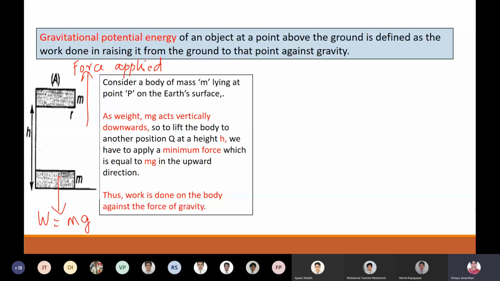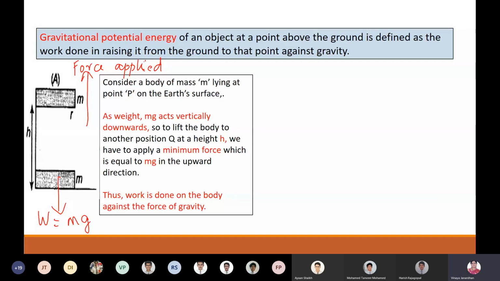Suppose if your tabletop becomes your reference, I can have an object on the ground. That becomes my reference level. Now, say this book is lying on the table, right? What is the force which is acting on the book? The book is at rest. Its own weight is acting in the downward direction, because the book is applying a force on the table. The table is exerting an equal amount of force upward, normal reaction. Both are cancelling, so this book is at rest.